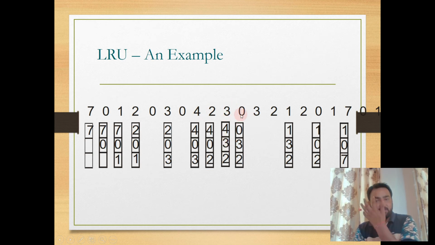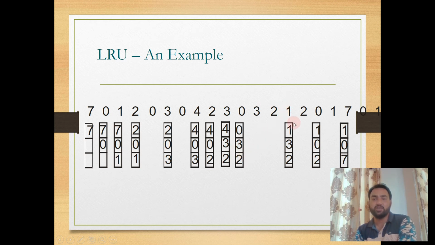Then comes page 0. In 4, 3, and 2, page 4 is the least recently used, so it will be replaced with page 0. Then comes page 3, which is already available in the frame set. Then comes page 2, which is already available in the frame set.